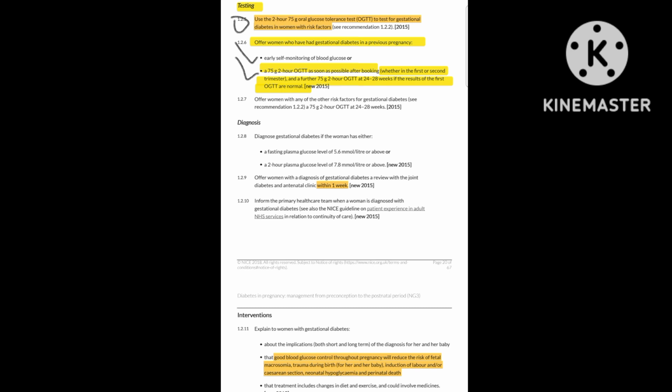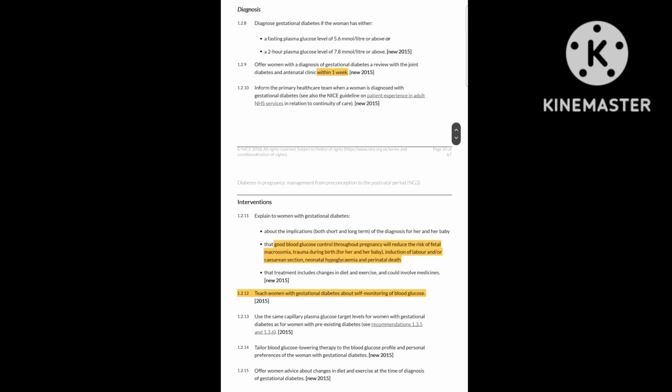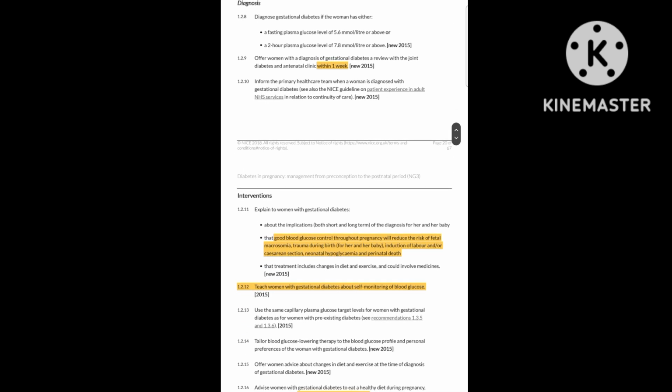For women with any of the risk factors for gestational diabetes mellitus, offer a 75 gram 2 hour OGTT at 24 to 28 weeks. Diagnose gestational diabetes if the woman has either a fasting plasma glucose of 5.6 or above, or a 2 hour plasma glucose of 7.8 or above, and offer women with the diagnosis of gestational diabetes a review at the Joint Diabetes Antenatal Clinic within 1 week.